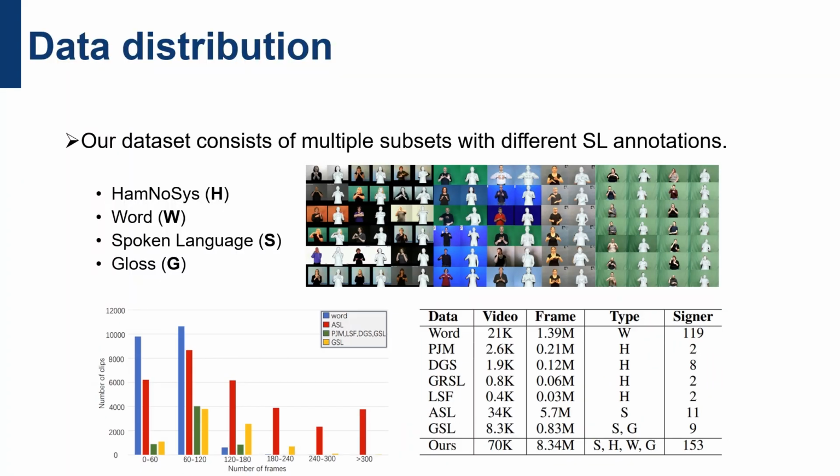To enable more generic applications for different users, we provide more modalities in our dataset. Our SL annotations can be categorized into 4 common types: HamNoSys, word, spoken language, and gloss, which can be used for a variety of downstream applications such as sign language production and sign language recognition.